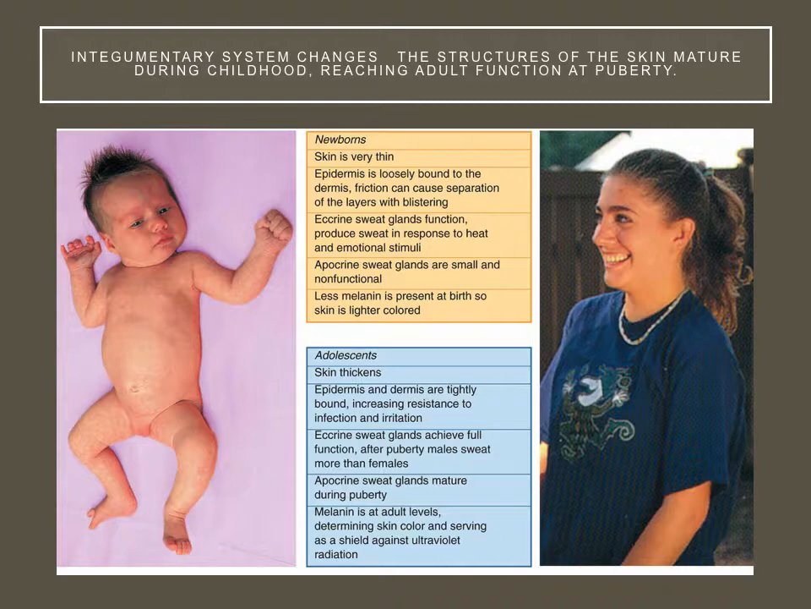The skin thickens. The epidermis and dermis are tightly bound. There's increasing resistance to infection and irritation. The eccrine glands achieve full function. After puberty, males sweat more than females. The apocrine sweat glands mature during puberty, and that's what contributes to body odor. Melanin is at adult levels, determining skin color and serving as a shield against ultraviolet radiation.